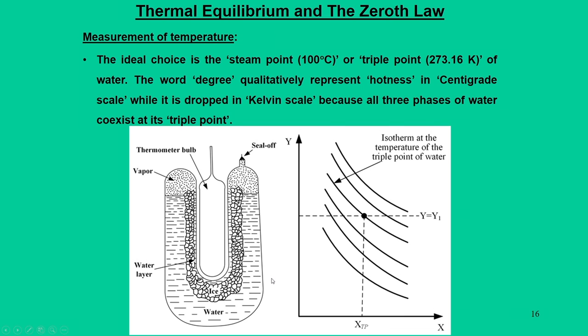So, what does this triple point of water mean? Here we have a thermometer bulb, and it is put in some medium or conditions in which it actually measures the triple point, that is 273.16 Kelvin, which means that this thermometer bulb is in equilibrium with the complete system involving water, ice and vapor. At this particular condition, 273.16 Kelvin, all three states of water are in complete equilibrium, and they can coexist together.